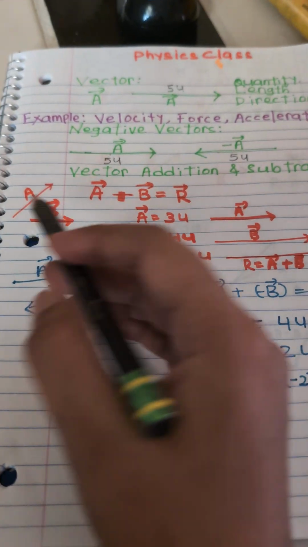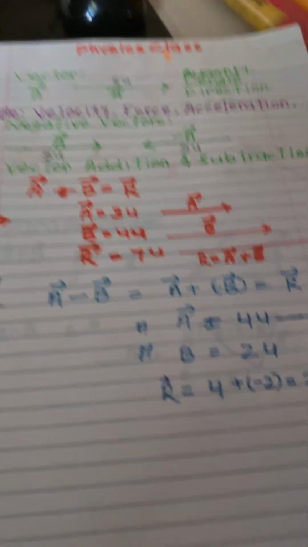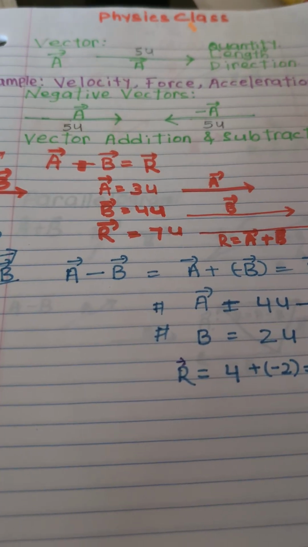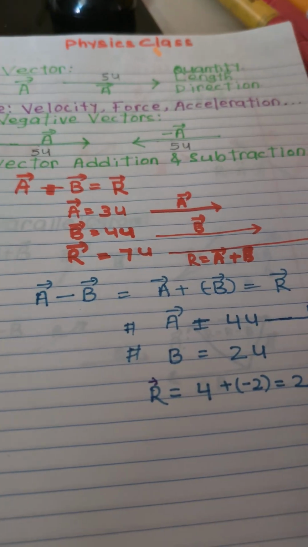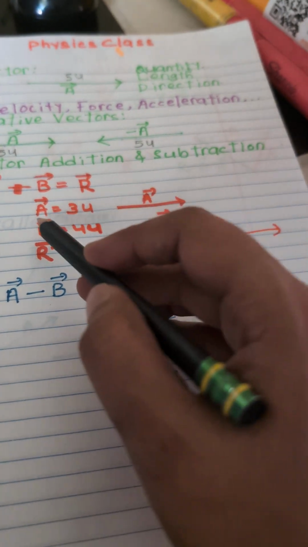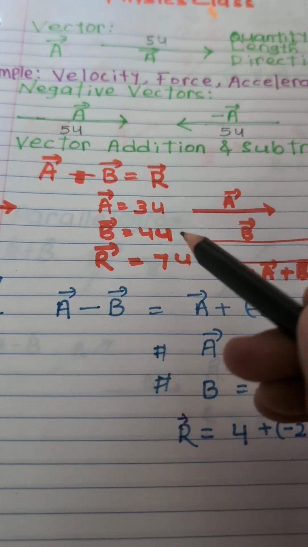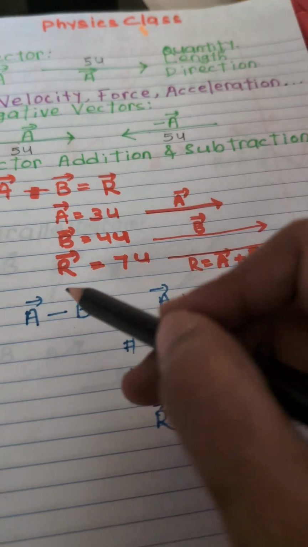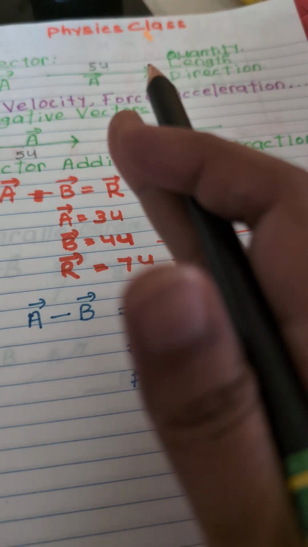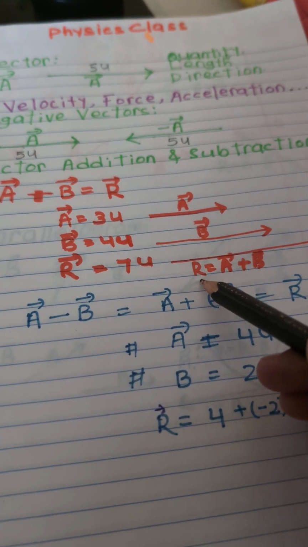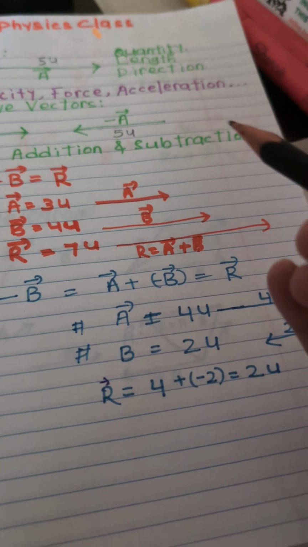So if you have two vectors, say A and B, we can either add these two vectors or subtract these two vectors to get the total. Here we name this the resultant of the two vectors. Let's say vector A is 3 units, and vector B is 4 units. The resultant is simply, because they are in the same direction, 4 plus 3 is 7 units.